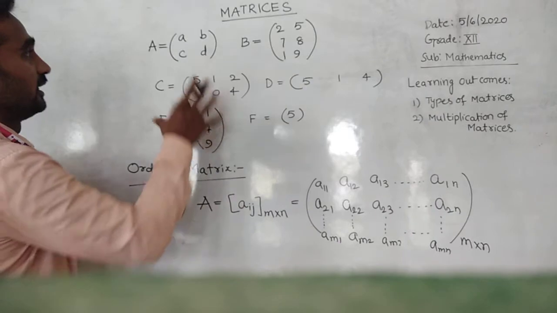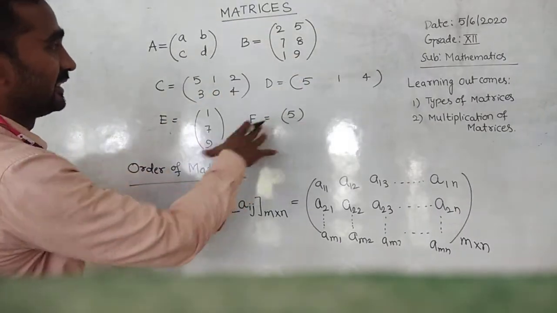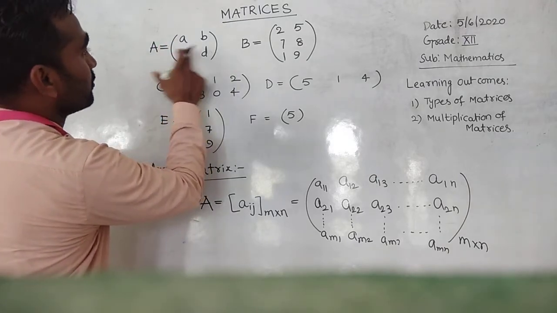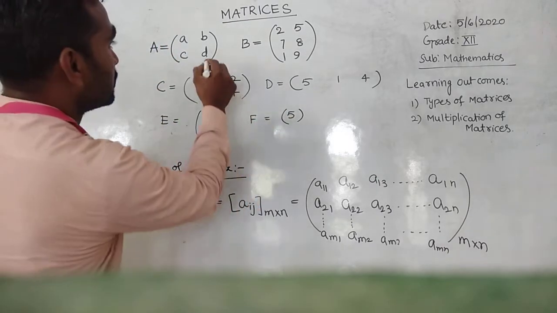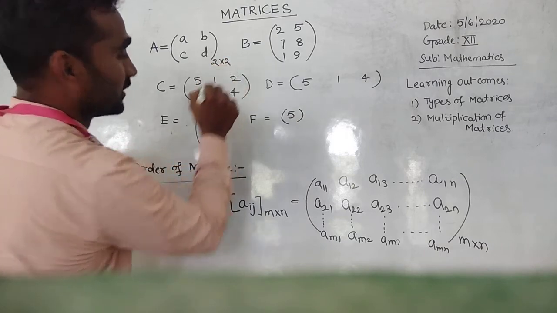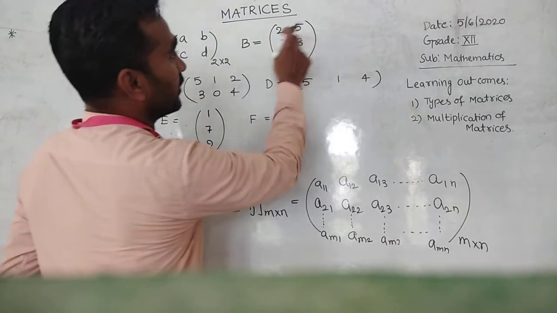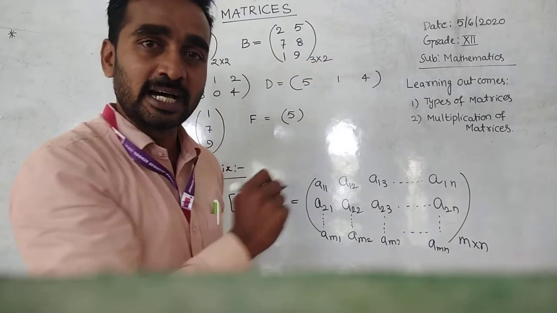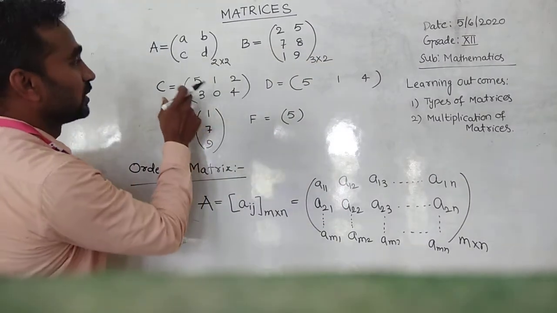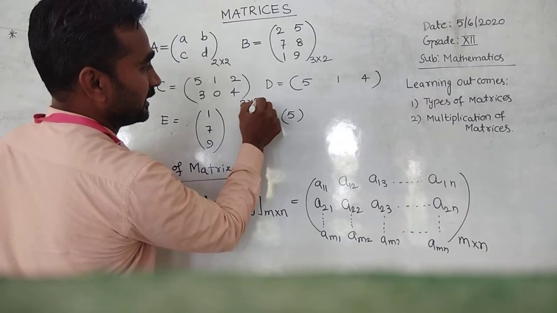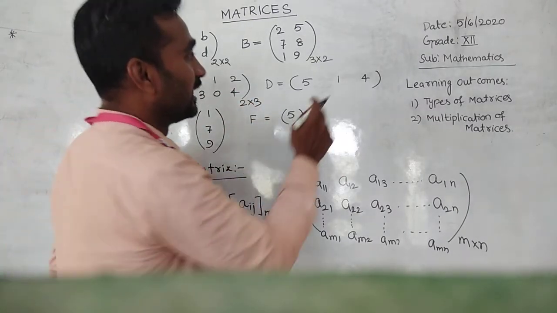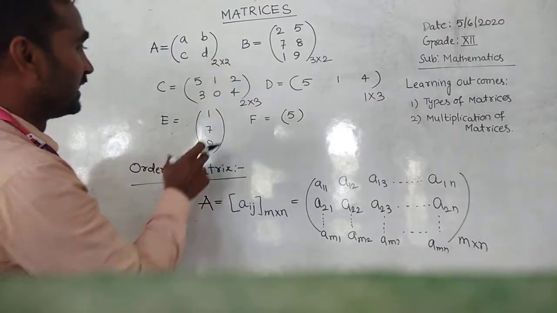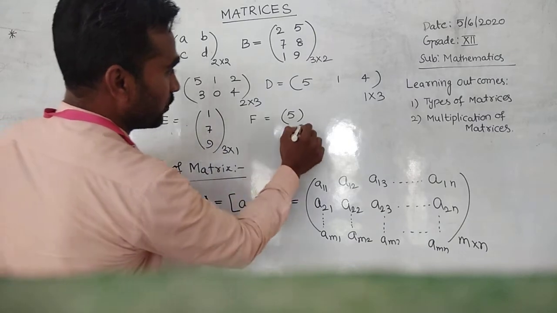Now we have these matrices A, B, C, D, E, F. We will discuss the order of these matrices. See here, the number of rows in matrix A is 2 and columns 2. So 2 by 2 is the order of matrix A. And here there are 3 rows and 2 columns, so 3 by 2 is the order of matrix B. And the third one has 2 rows and 3 columns, so 2 by 3 is the order of matrix C. And here 1 row and 3 columns, so 1 by 3 is the order of matrix D. And here 3 by 1 and here 1 by 1.